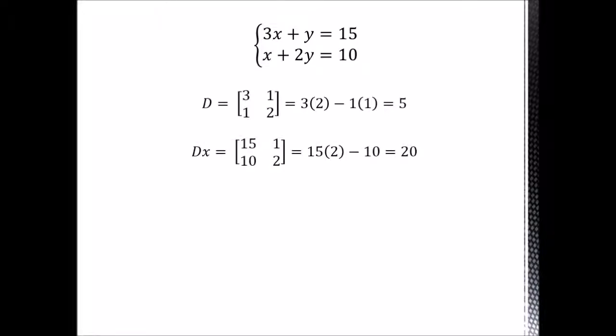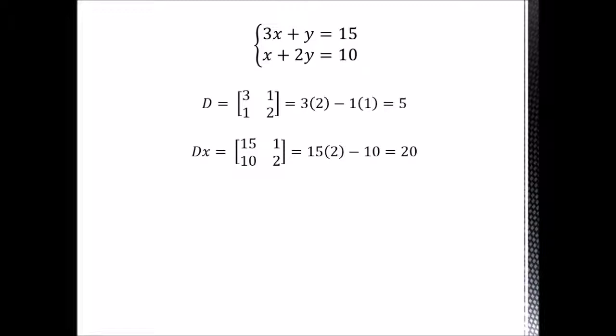Okay, and then take a d of x matrix. Now the difference between d and d of x is that the numbers after the equal sign, the 15 and the 10, go in the first column because that column represents our x column. So 15 and 10 go in there, and then you just leave the y column as it is, which is 1 over 2. Then you take the determinant of that to get 20.